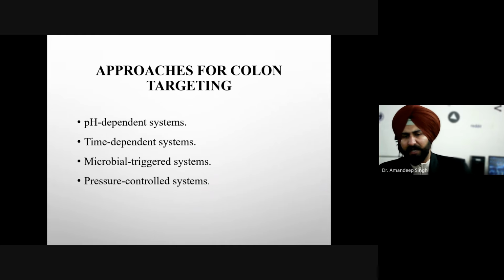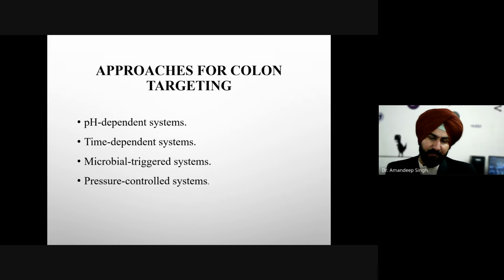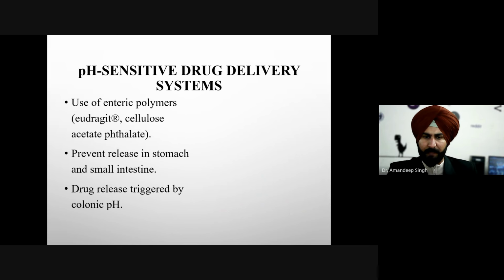Now, what are the various approaches which are used for colon targeting? The pH sensitive system, as we have discussed earlier, in which polymer hydrogen acids are utilized, and you can also search on Google Scholar. These are the various research papers which use this kind of polymers. Time dependent, with the help of HPMC polymers, researchers are preparing various carriers. Microbial triggered systems are also there, which work on the basis of microbes. Pressure control systems are the commonly used approaches for research.